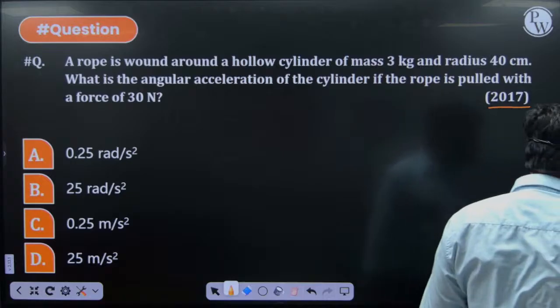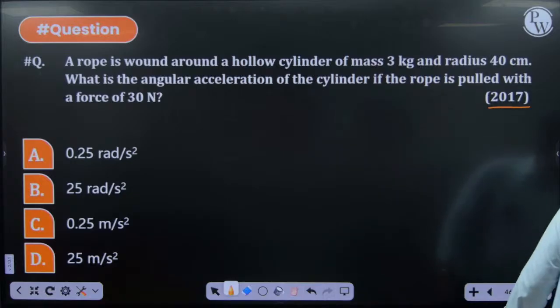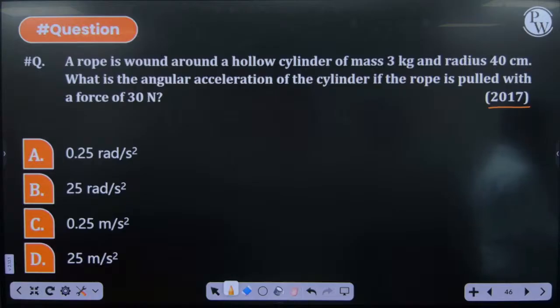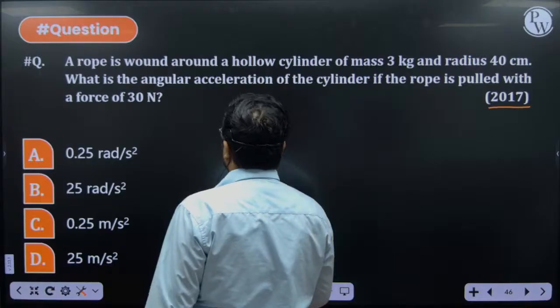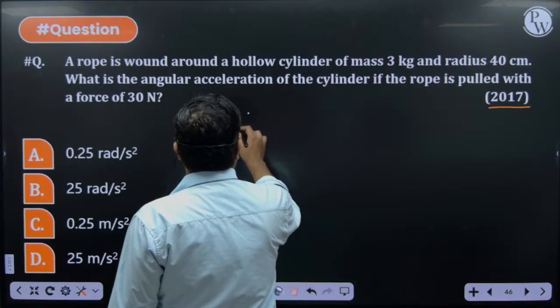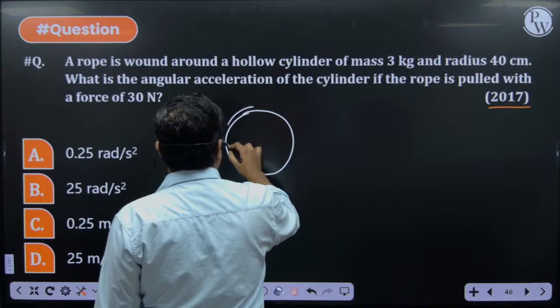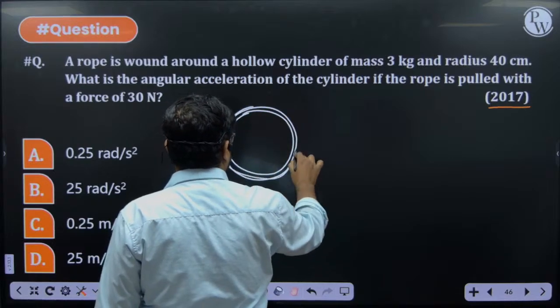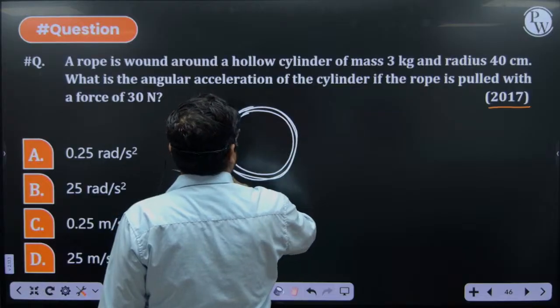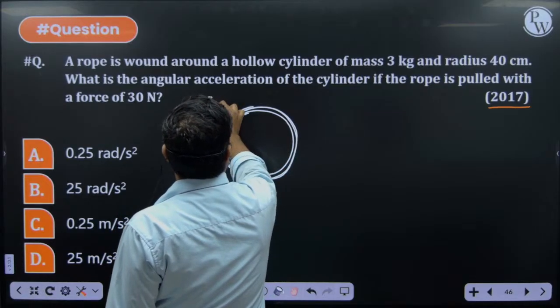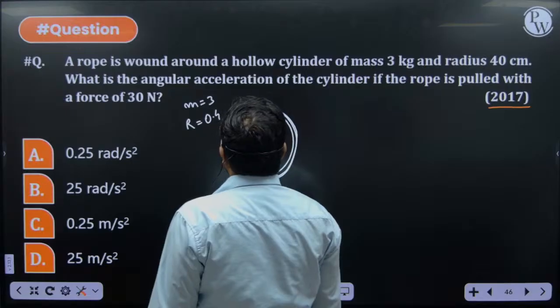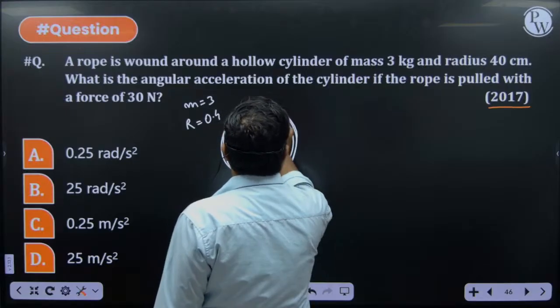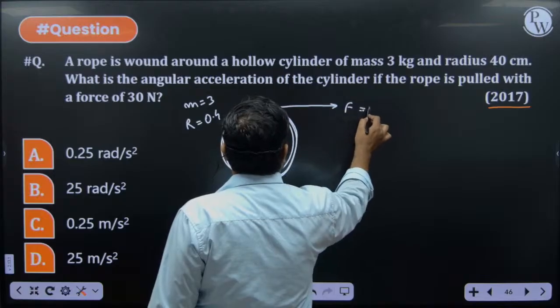All right, students, so I hope you are able to solve this question. What is it saying? We have a hollow cylinder and a rope is wound on top of it. The cylinder has mass 3 kg and radius 40 cm, so 0.4 meter. What is the angular acceleration of the cylinder if the rope is pulled by a force of 30?